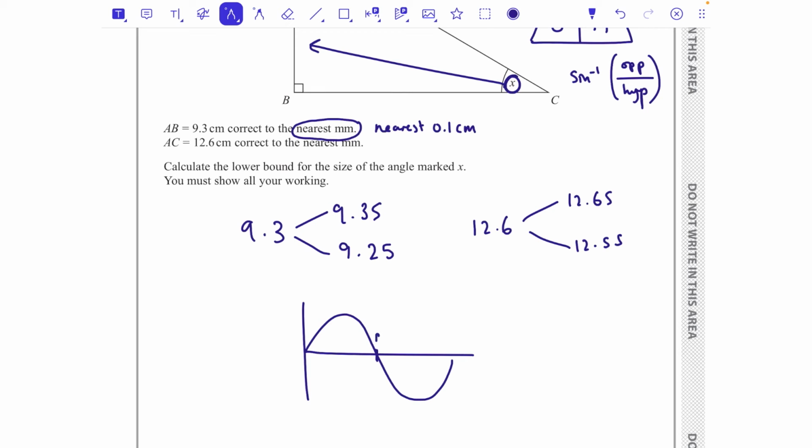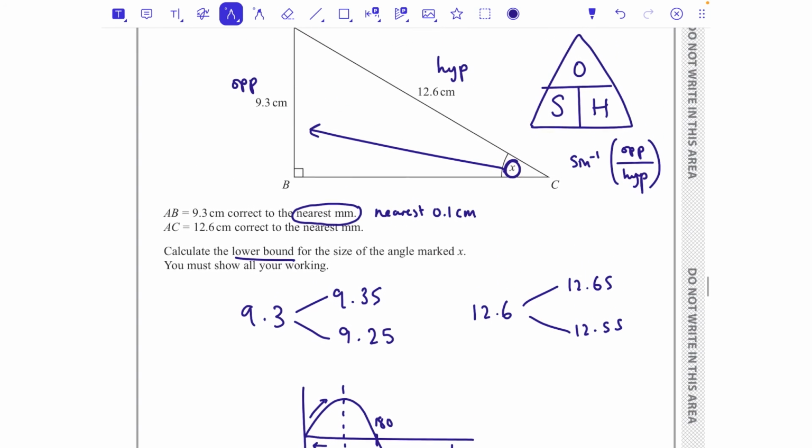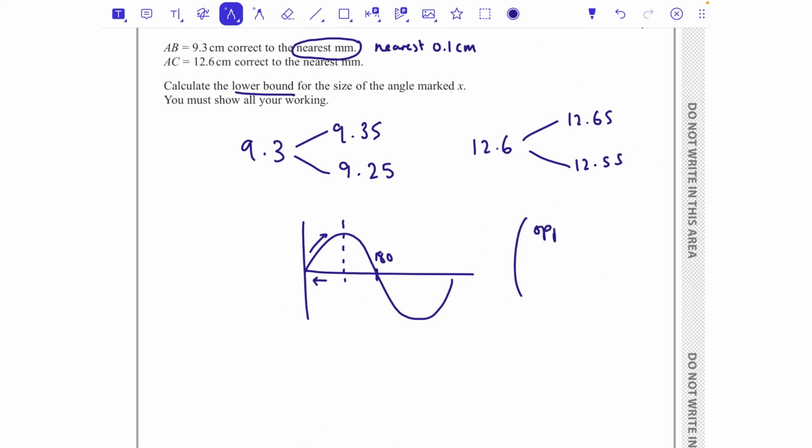Now, because we are only looking less than 90, actually, as the ratio gets bigger, the angle does get bigger. So if we want the lower bound, we do want to make this as small as possible to get the smallest possible angle. So I do want to make this as small as possible, which means if I want the opposite over the hypotenuse to be as small as possible, I'm going to do the smallest possible opposite on the top and the biggest possible hypotenuse on the bottom.